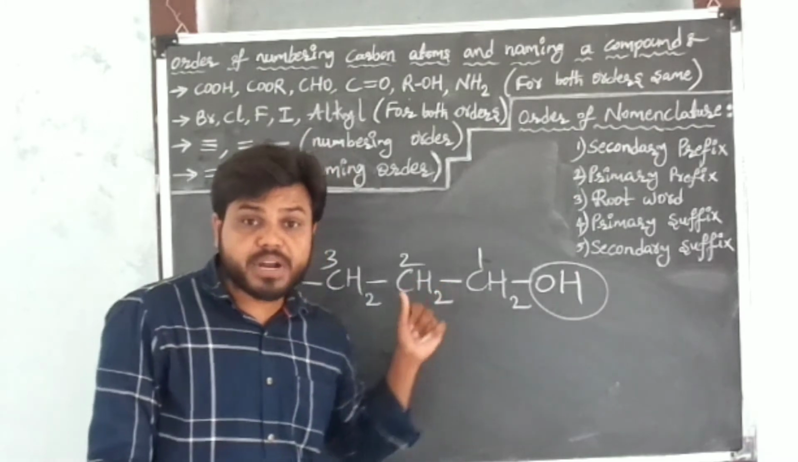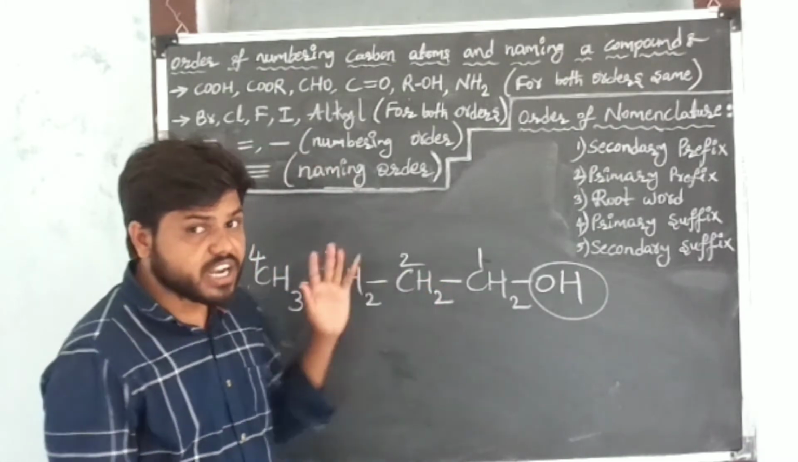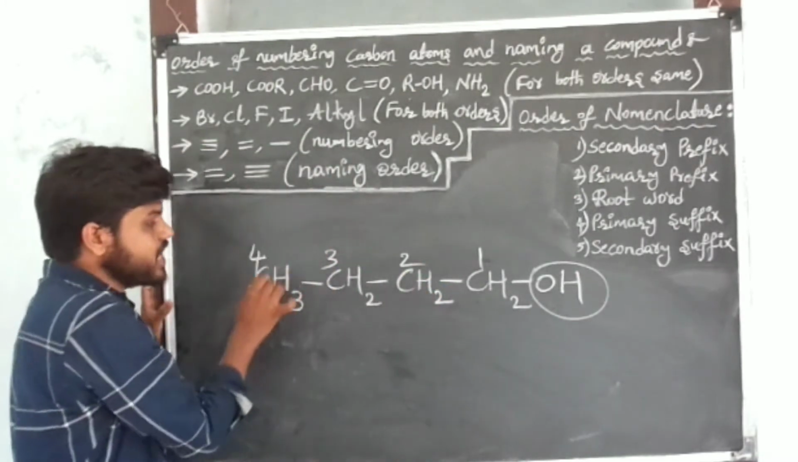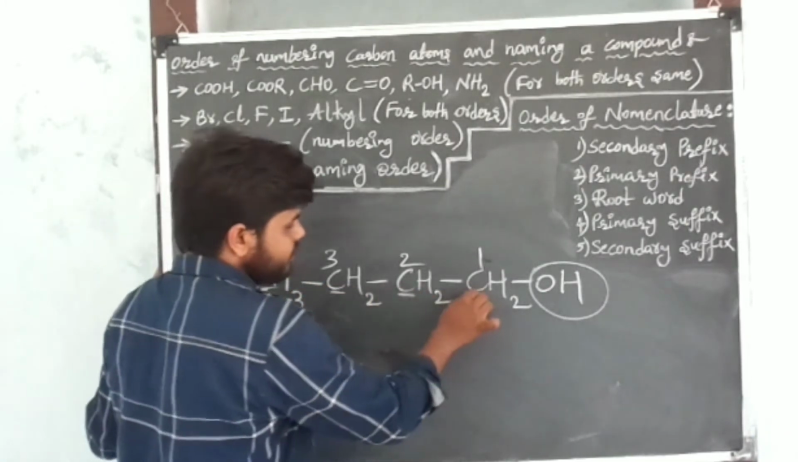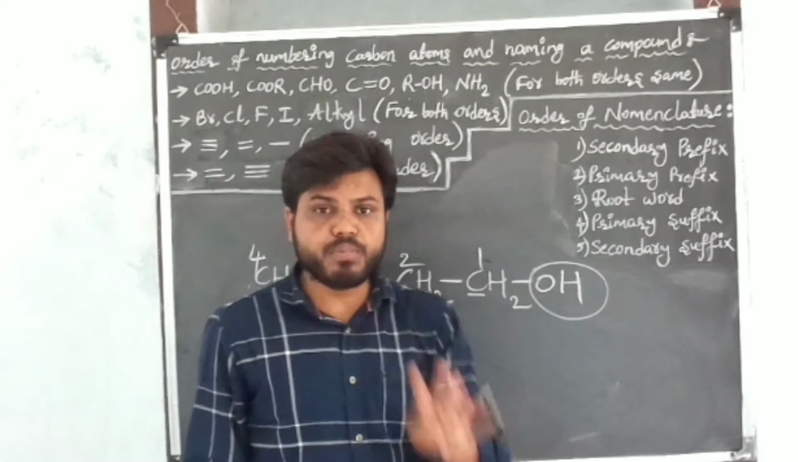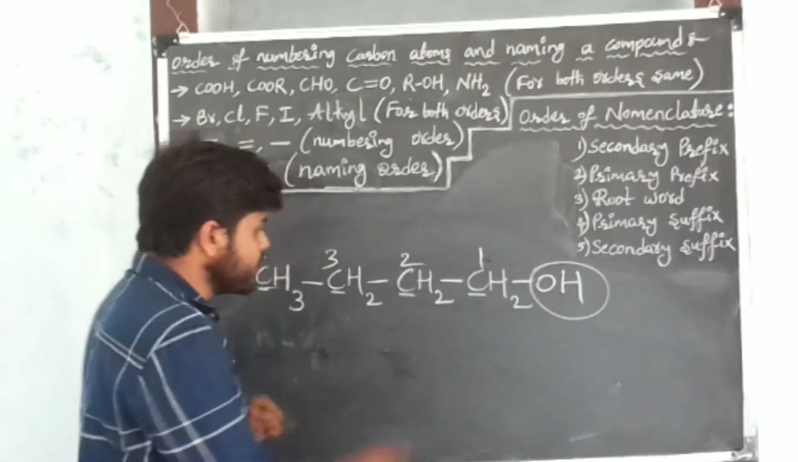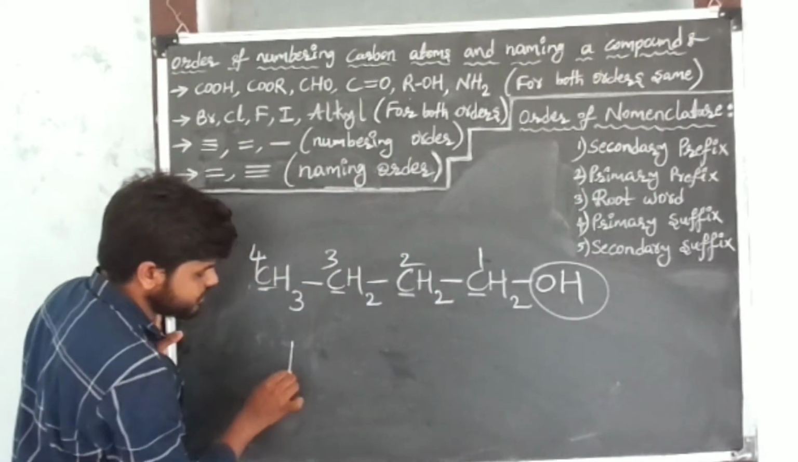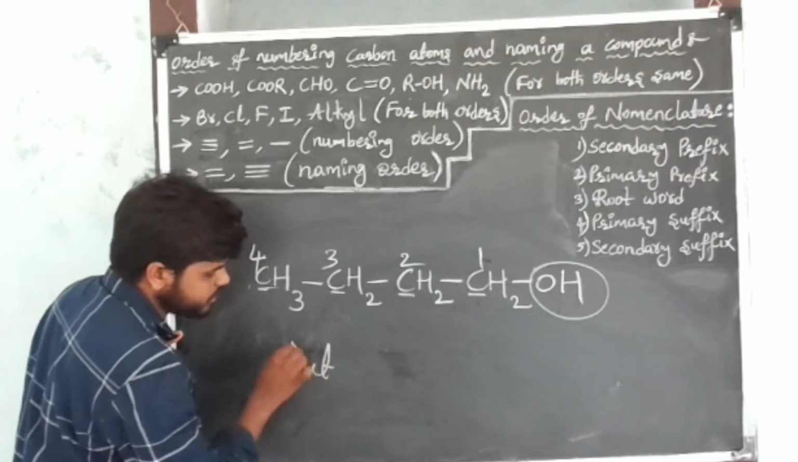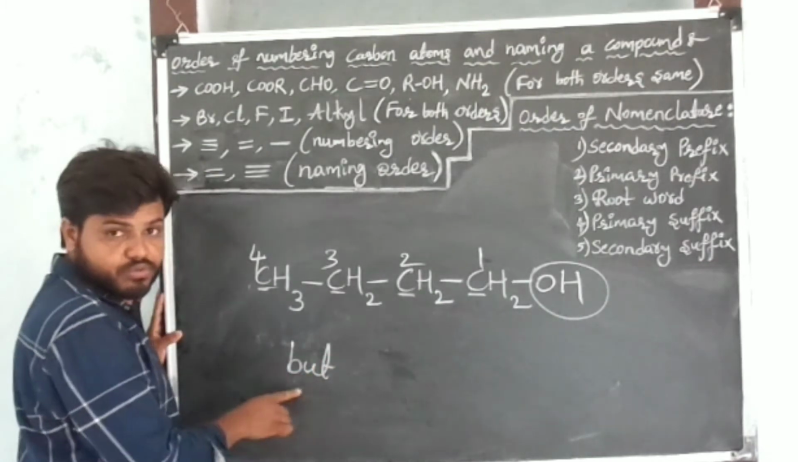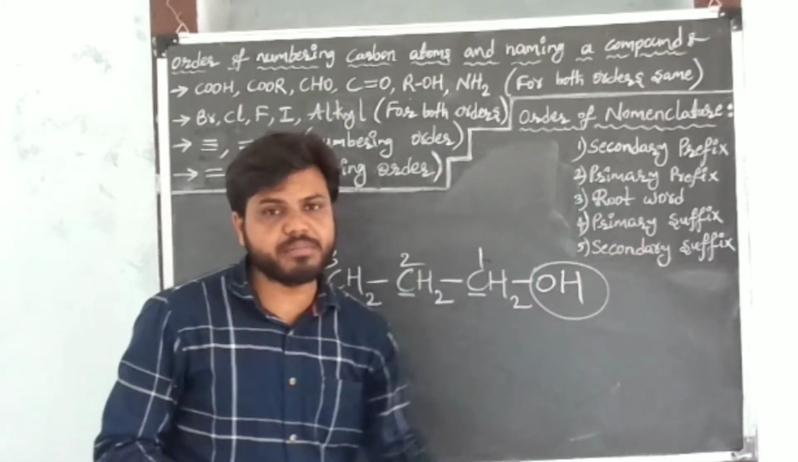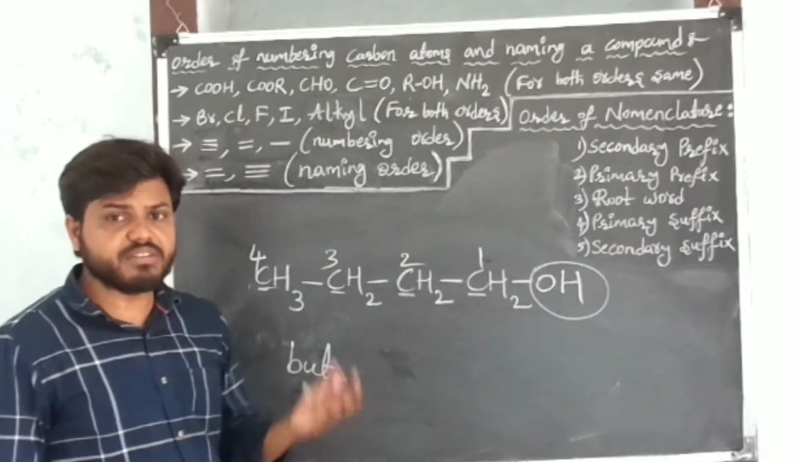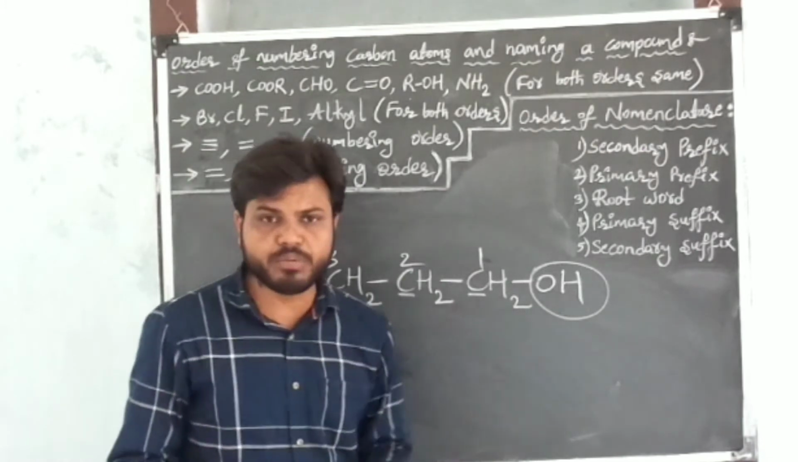Then go to the root word. Root word means the number of carbon atoms. In the given carbon compound, there are 4 carbon atoms: 1, 2, 3, 4. The root word for 4 carbon atoms is "but". After writing the root word, go to the primary suffix. Primary suffixes are single bonds, double bonds, and triple bonds.